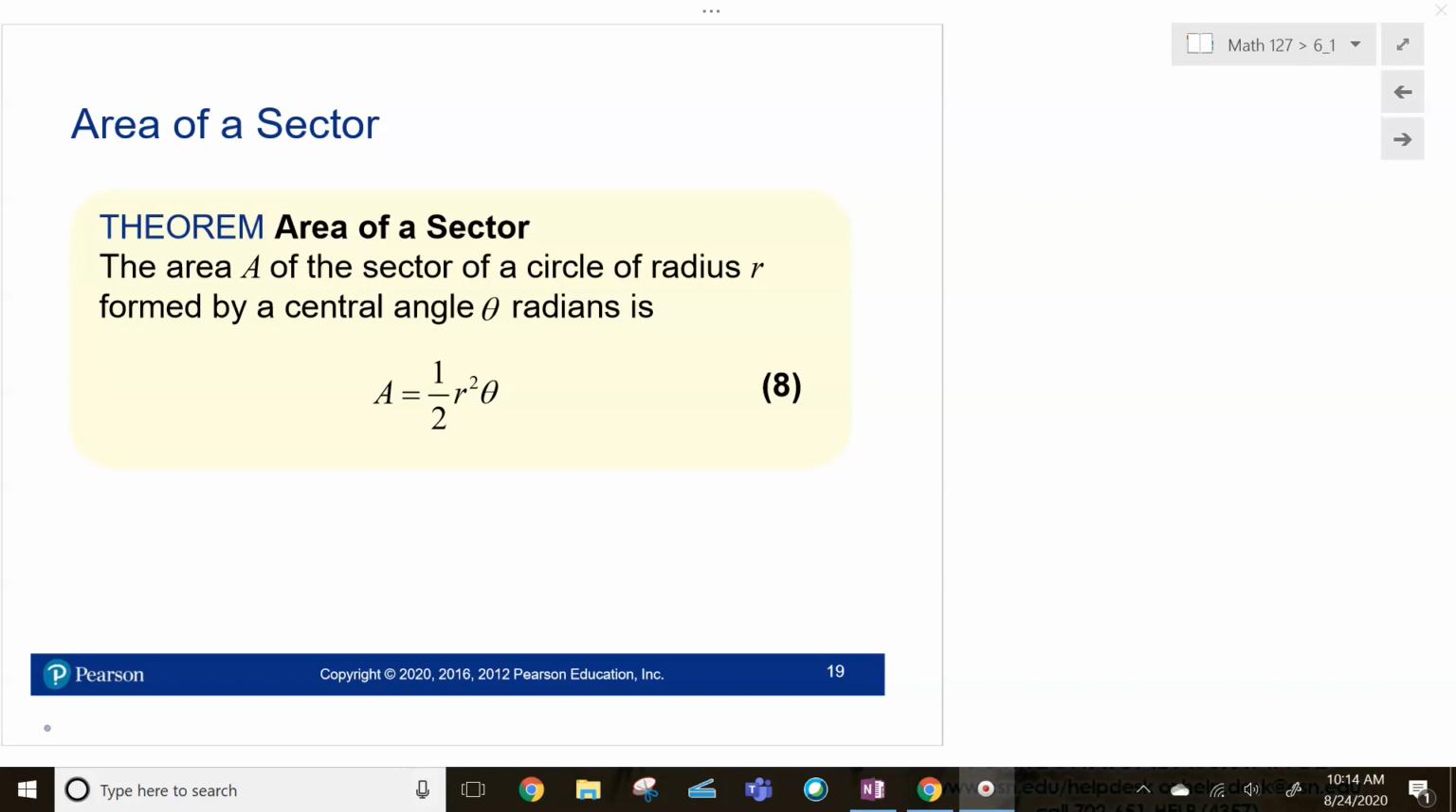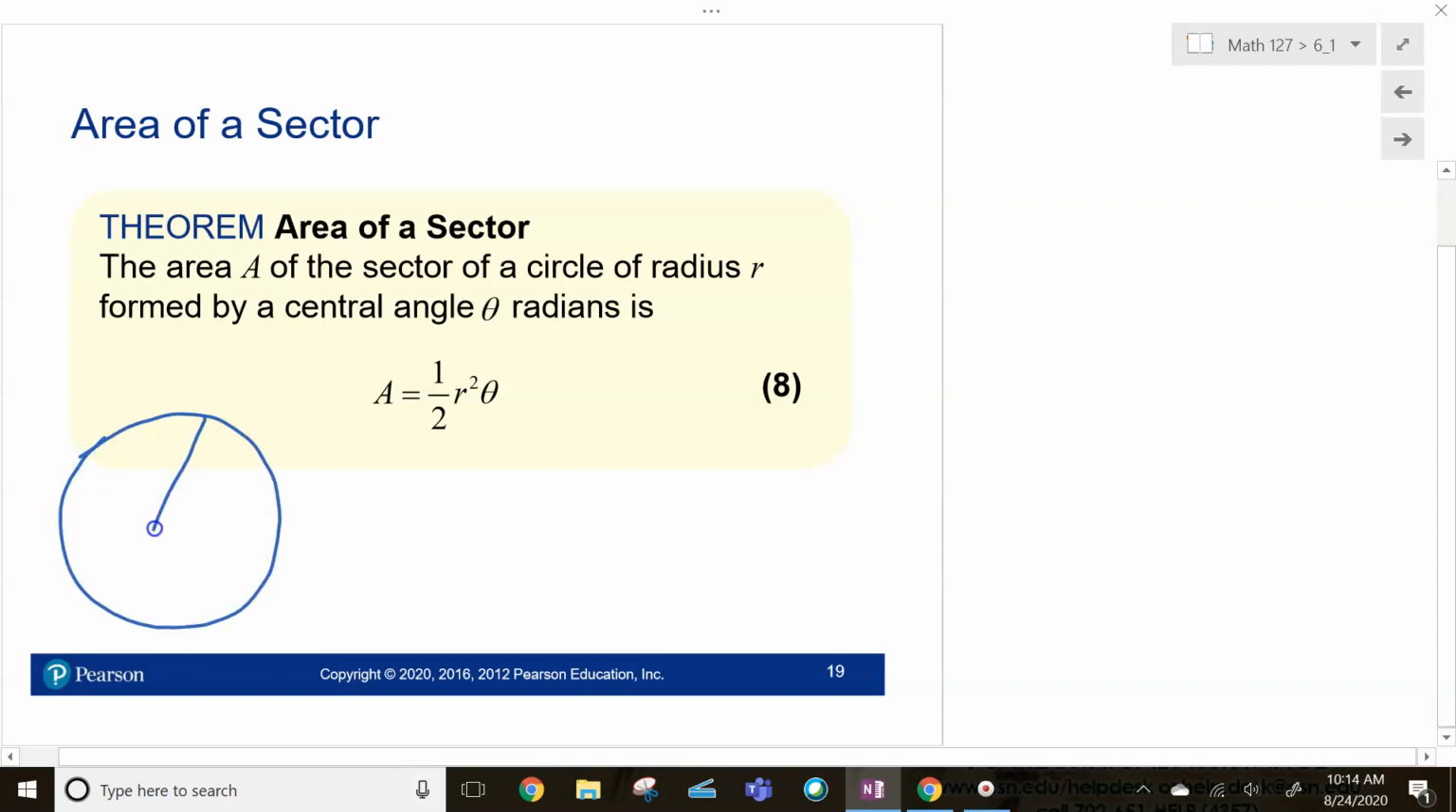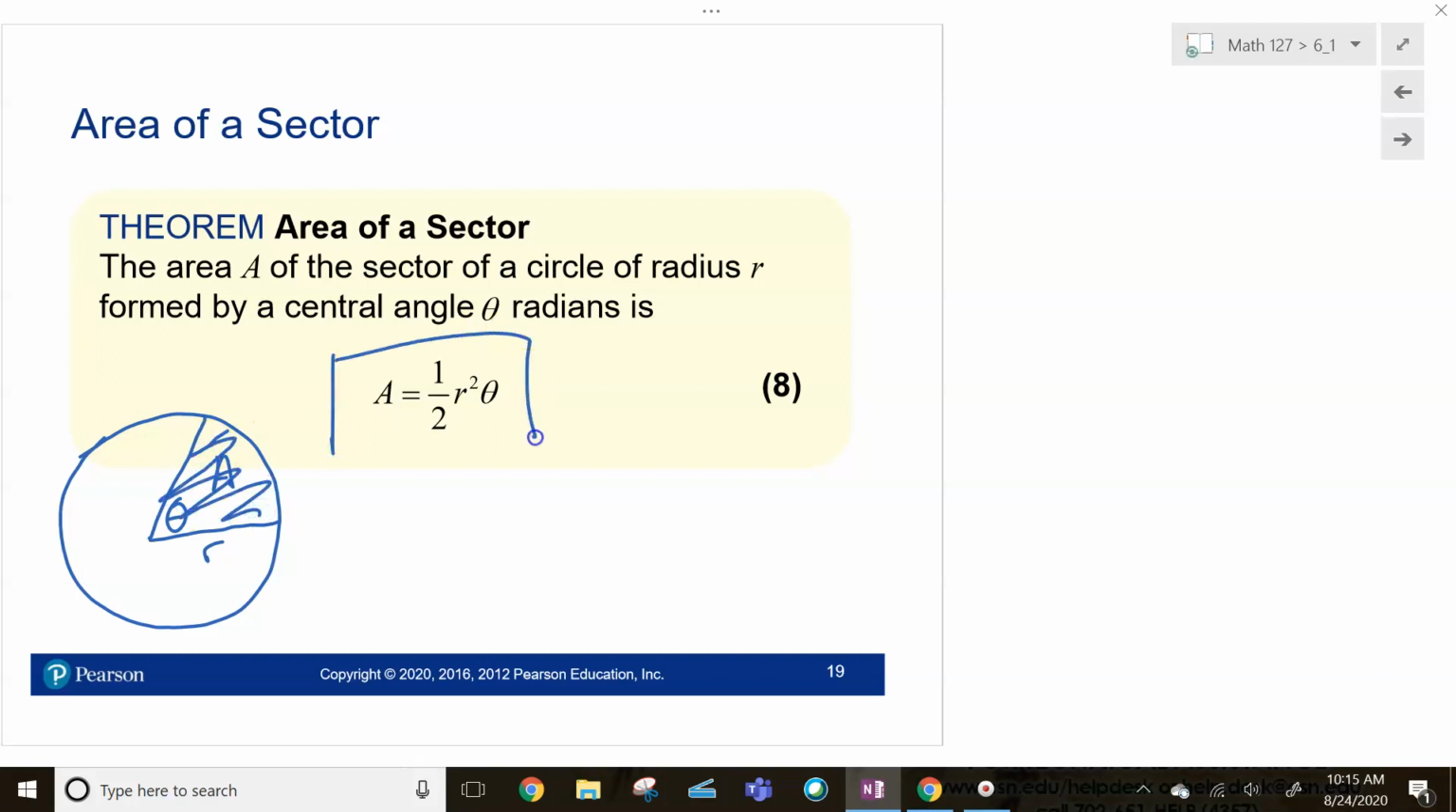So the area of a sector, the formula is, if you have a central angle theta here in radians with radius r, how much area is given by this formula. Now let me tell you where that comes from, okay?